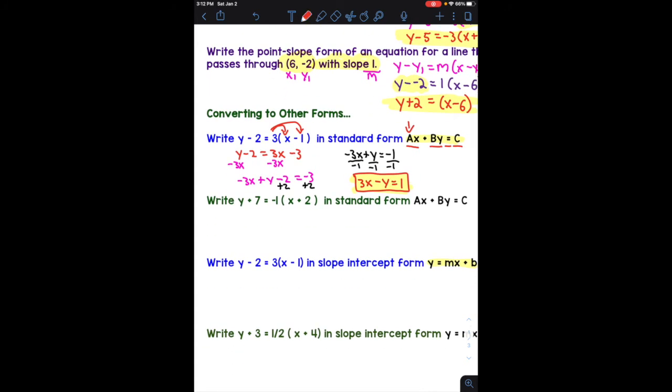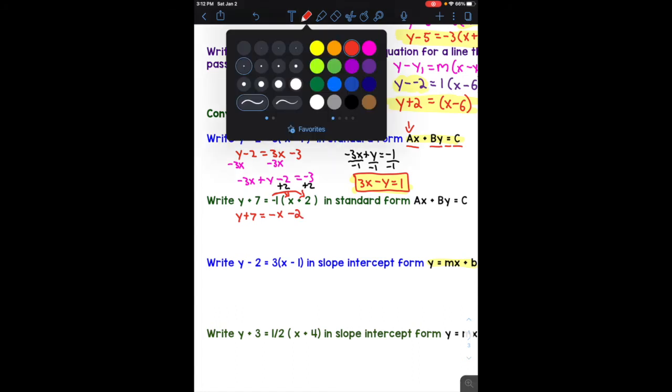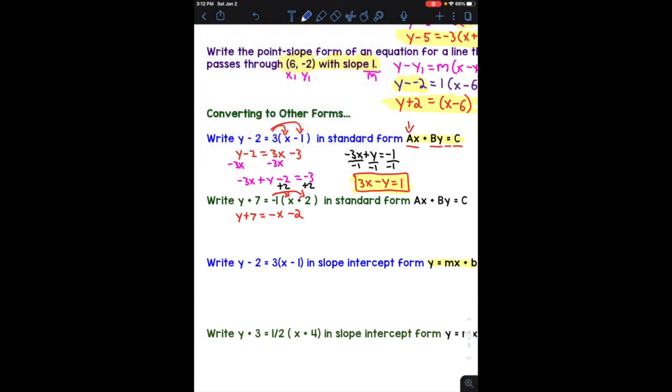Again, the first thing you're always going to do is distribute the slope. Y plus 7 equals negative 1 times x is negative x, and negative 1 times 2 is negative 2. We're going to take pretty much the same steps as the problem above. I know the x needs to go on the left side, so I'm going to add it on both sides. And I also know it's going to be first, so we have x plus y plus 7 equals negative 2.